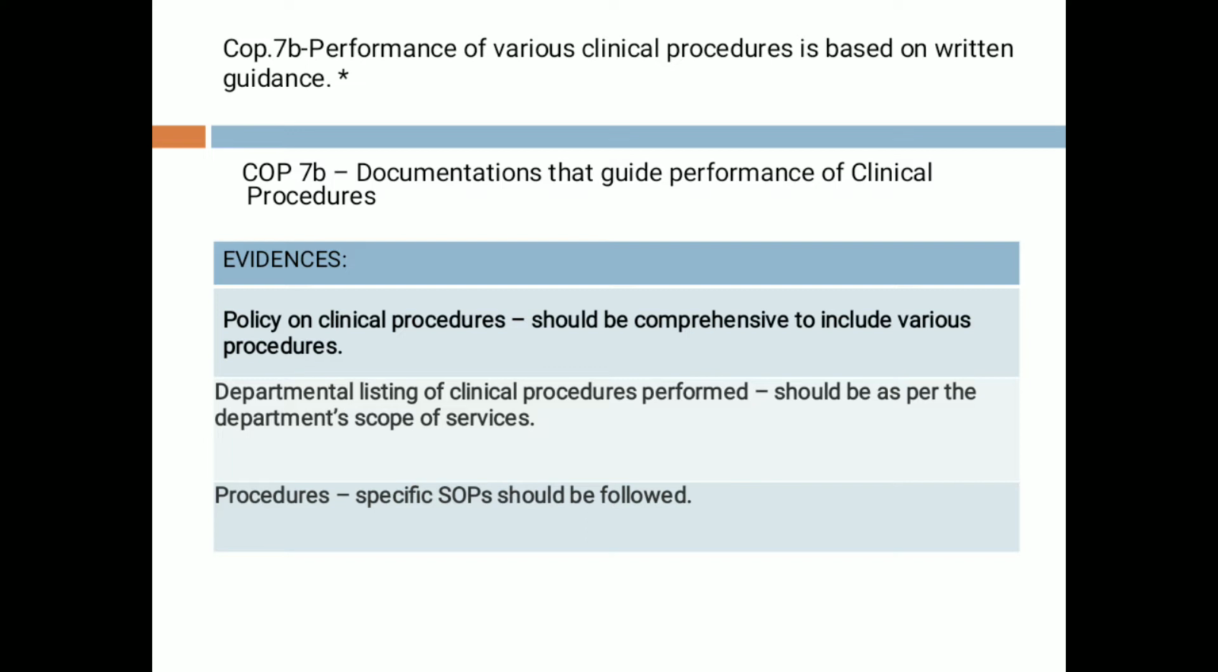Objective element COP 7B speaks about documentations that guide performance of clinical procedures. Evidences: Policy on clinical procedures should be comprehensive to include various procedures. Departmental listing of clinical procedures performed should be as per the department scope of services. Procedure specific SOPs should be followed.